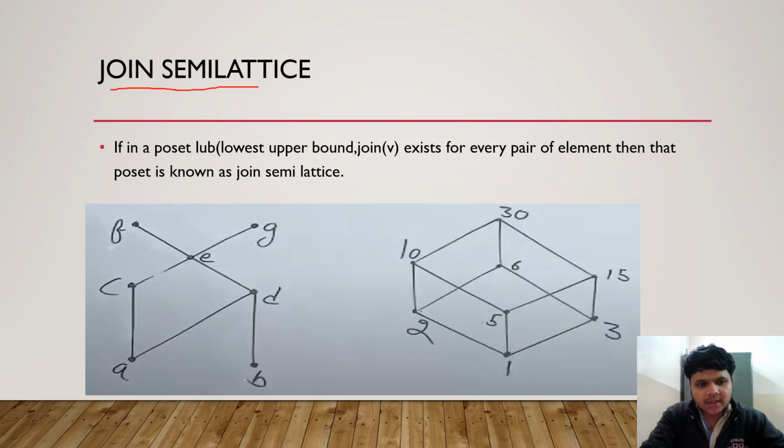So what is join semilattice? First see the definition. What does the definition say? That if in a poset LUB, LUB means least upper bound, which is also known as join, exists for every pair of elements, then that poset is known as join semilattice. So what it is saying? It is saying that in a poset, if every pair of elements has a least upper bound, then it is known as join semilattice.